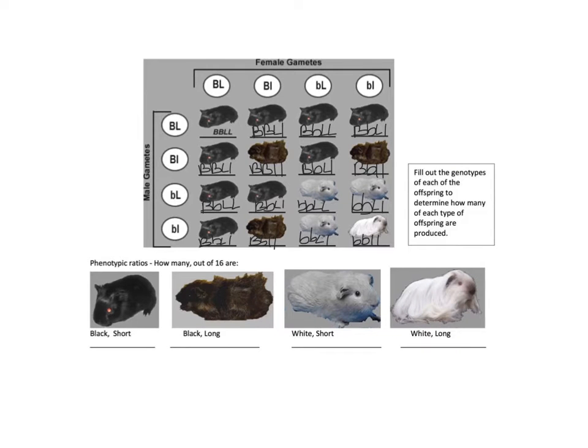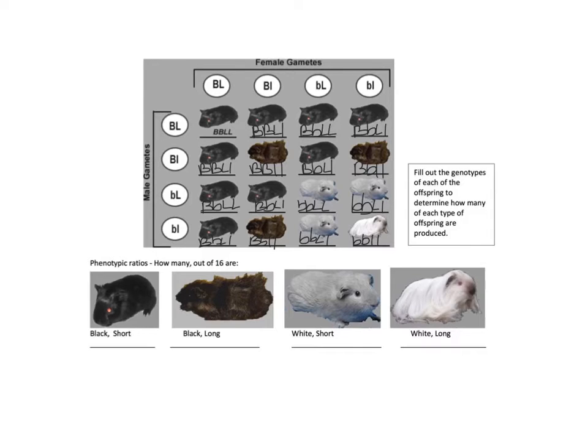Okay, now we got to add our very last layer to this. We figured out how to find our gametes. We figured out how to fill out our Punnett square. Now let's do our phenotypic ratio. All right, here we go. This is back to our guinea pigs. Remember, black fur is dominant over white fur, and short hair, and we're using a capital L to show you short hair, is dominant over long hair.